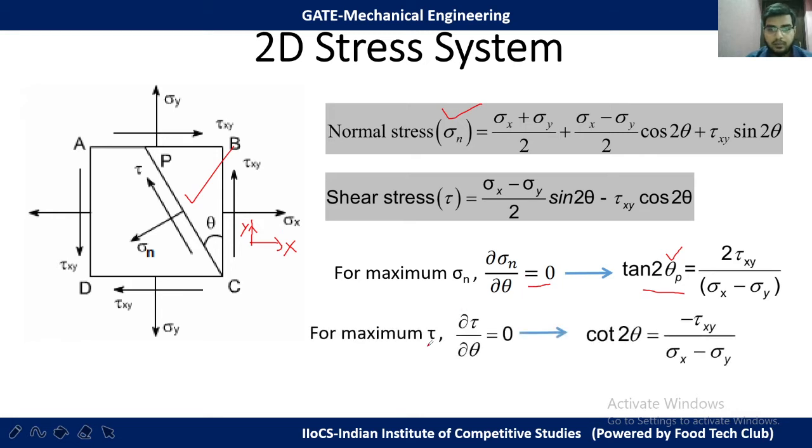Similarly, for the maximum shear stress, we take the derivative of this and equate it with 0. That will give us cot 2 theta equal to minus tau xy divided by (sigma x minus sigma y). So with this theta, we can determine at which angle from this BC plane a plane contains the maximum shear stress. Remember this theta p is for maximum normal stress, which will be different from this theta, which is for maximum shear stress.